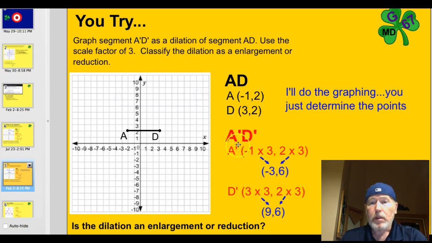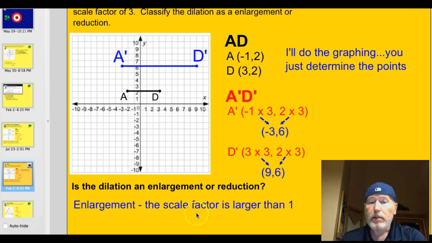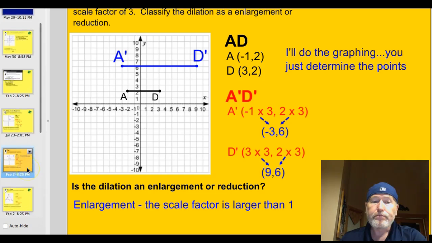All right, let's see how you did. A prime is going to be -1, 2, those are my original coordinates. Just multiply each side of that coordinate pair by the scale factor of 3. My new coordinates would be -3, 6. D prime, do the same thing. Multiply each side of your coordinate pair by the scale factor of 3. Your new coordinate pair is 9, 6. It'll look something like this when I graph it for you. Okay? Again, same slope. Definitely an enlargement, but we knew that. The scale factor was greater than 1.